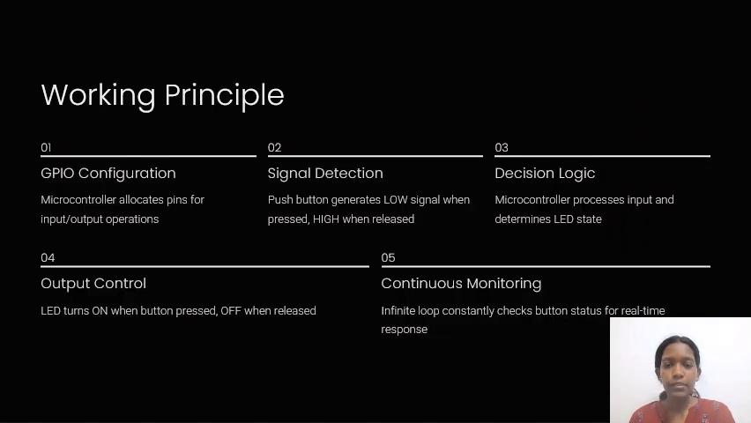The working is based on GPIO operation. The microcontroller reads the signal from the push button. When the button is pressed, it sends a low signal. Based on this input, the microcontroller decides whether to turn the LED on or off. This process keeps repeating continuously.